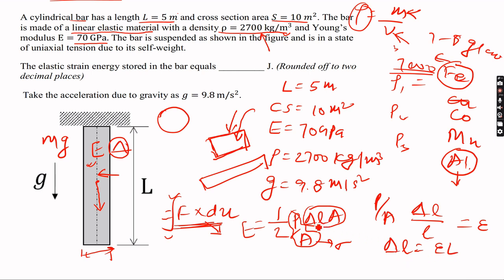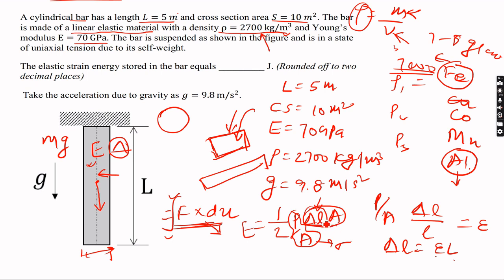Okay, so here, instead of delta L you can put strain into L, and A into L will be your volume. Also, this is the unit of volume, but this is an instantaneous increase.